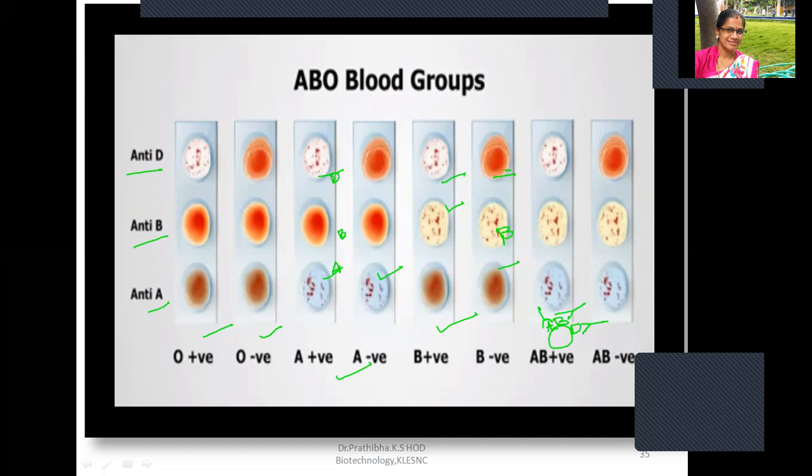Okay, whereas here this is AB negative, because the A circle has given the agglutination reaction, and in the B circle we can see the clumping, whereas in the third D circle there is no clumping, so this is AB negative. Hope I'm making myself crystal clear to you.